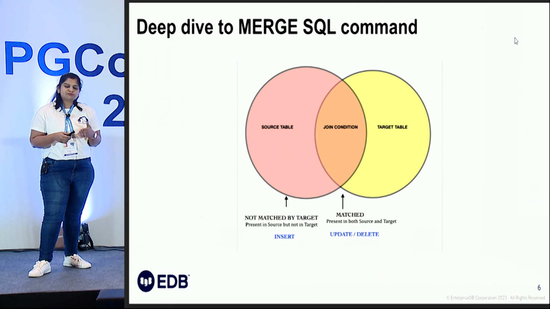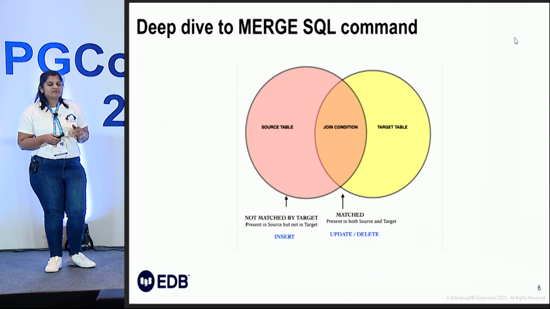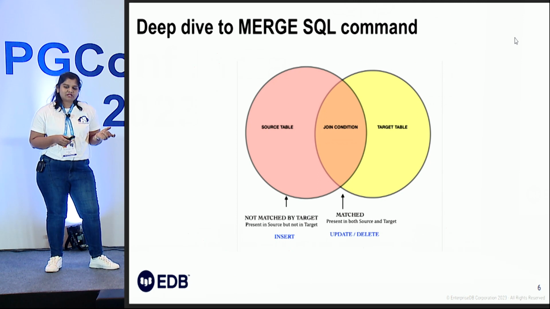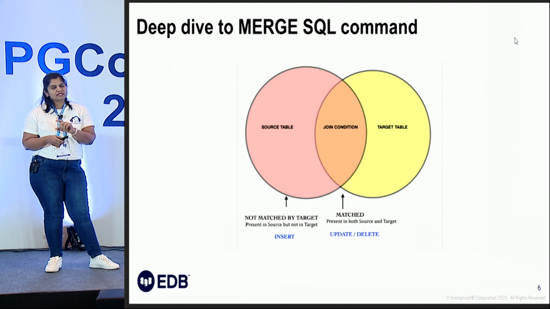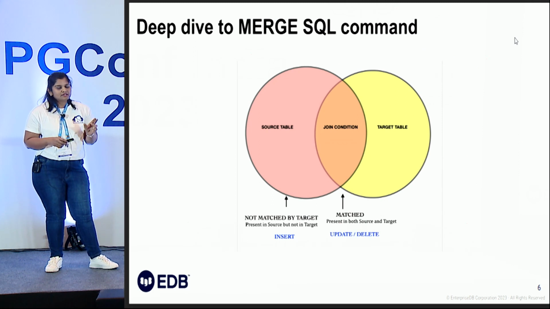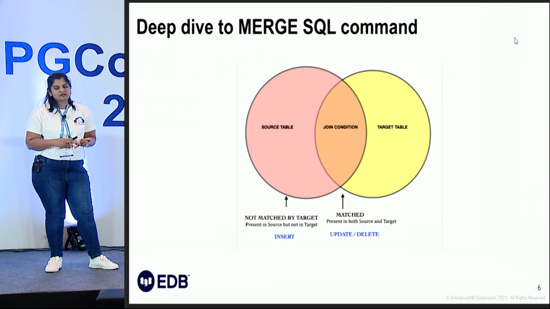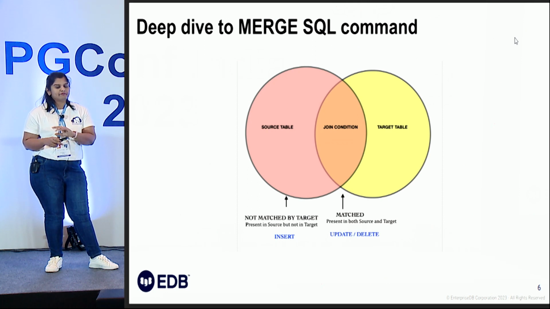Once merge is performed, I would like to say that there are two sets of records you can expect. The first set is matched. These are the records in the source table that have a matching record in the target table for the given join condition. When there are matching records, merge allows you to either update or delete, or you could do both, conditionally update a few and conditionally delete a few.